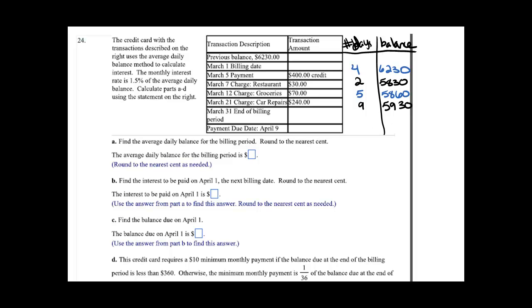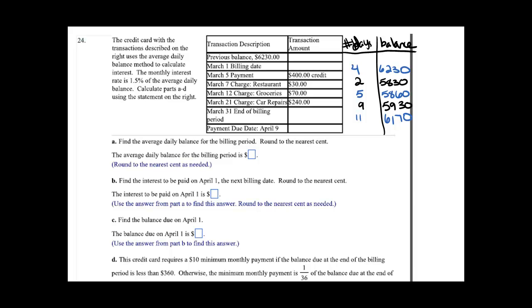And then we have car repairs, which are $240. That $240 brings our balance up to $6,170. And it stays that way from the 21st through the 31st. So on the 21st, 22nd, 23rd, 24th, 25th, 26th, 27th, 28th, 29th, and 30th and 31st. So 11 days. And the reason for counting those days out loud is because a lot of times students will subtract numbers and they're not including either the beginning or the ending date. So 21 to 31 is 11 days because we include both the 21st and the 31st.